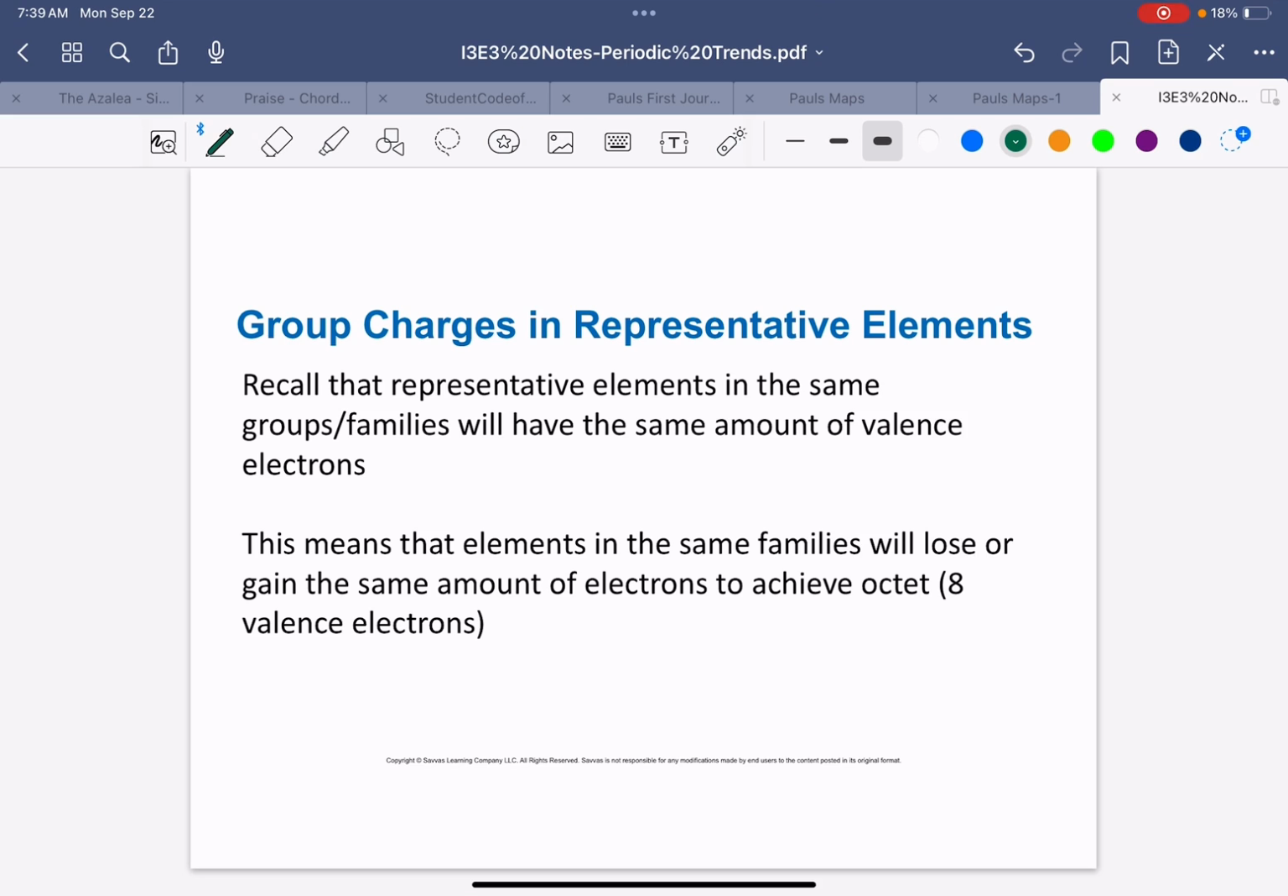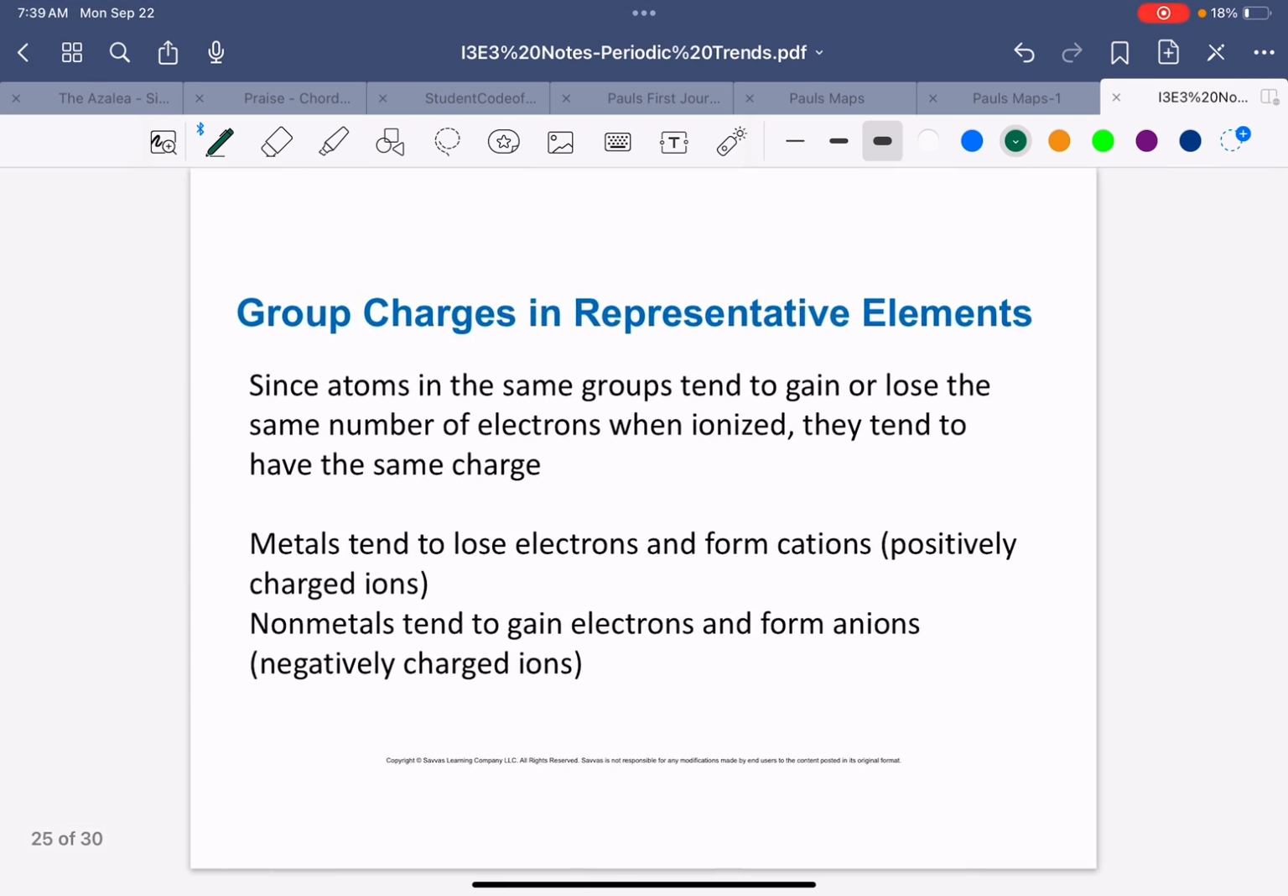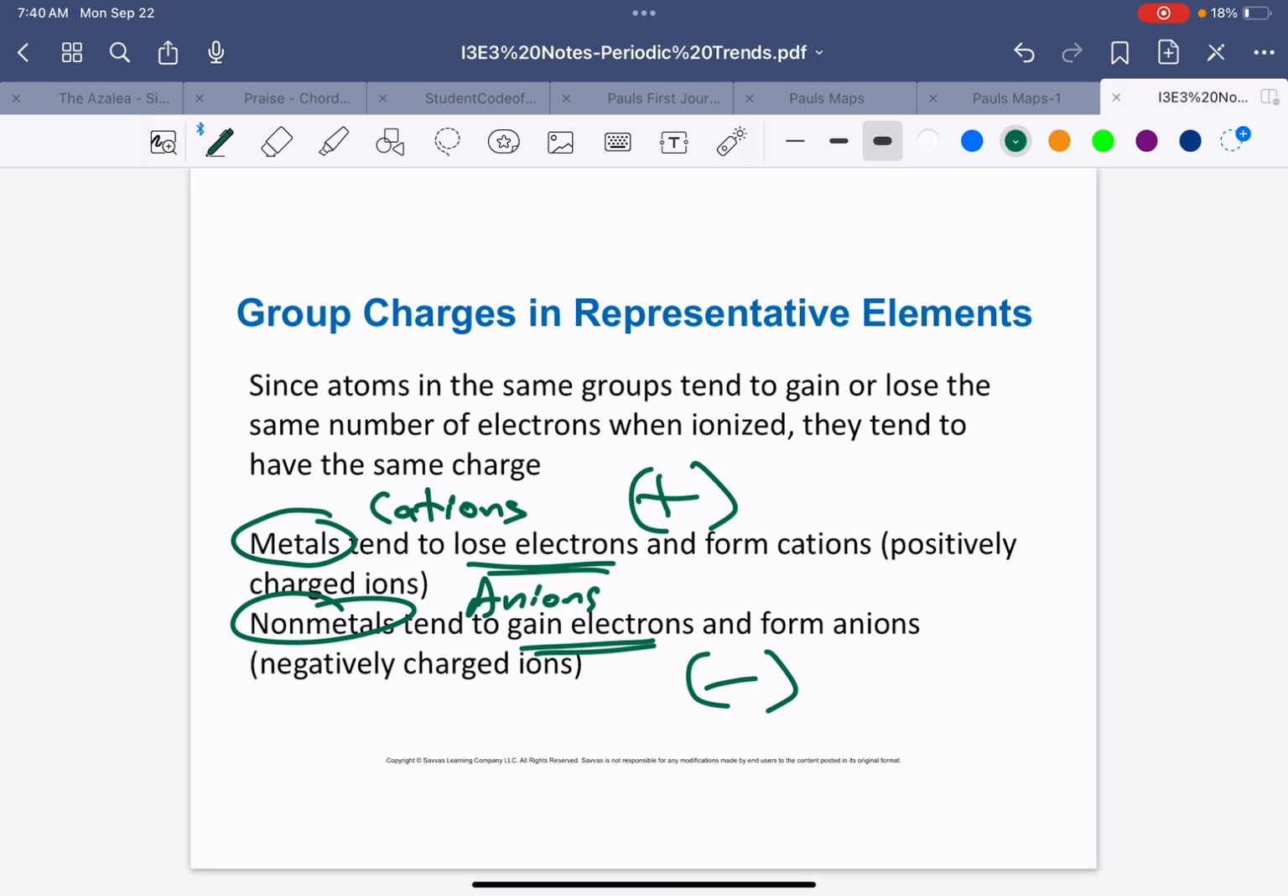Okay, group charges and representative elements. Recall that representative elements in the same group family will have the same amount of valence electrons. This means that elements in the same families will lose or gain the same amount of electrons in order to get to 8, the magic number. So, typically, if we're looking at losing or gaining electrons, we mentioned that metals form cations earlier, and those tend to lose electrons. Nonmetals form anions, and those tend to gain electrons. These will become positively charged, these will become negatively charged.